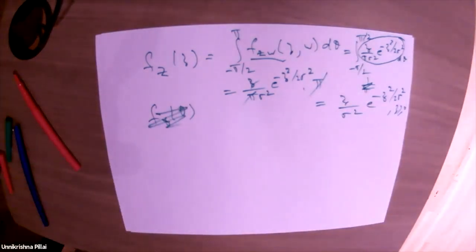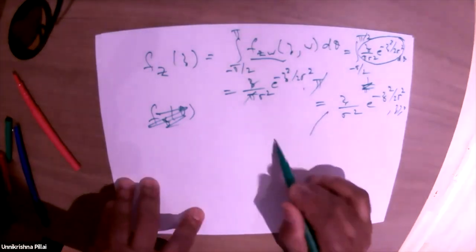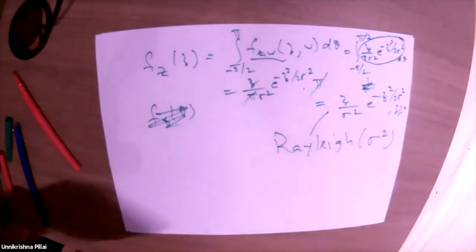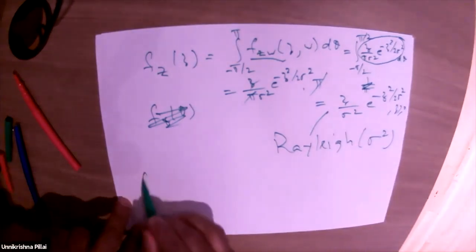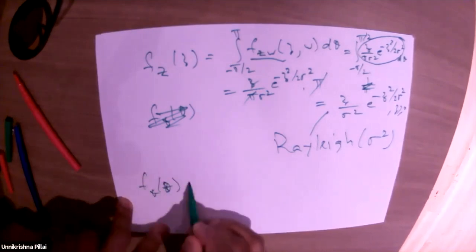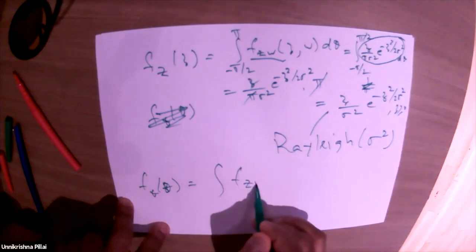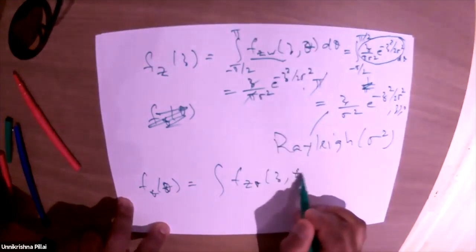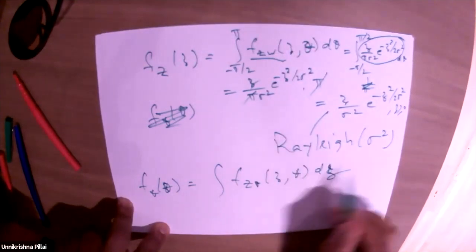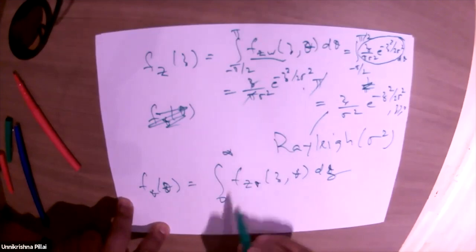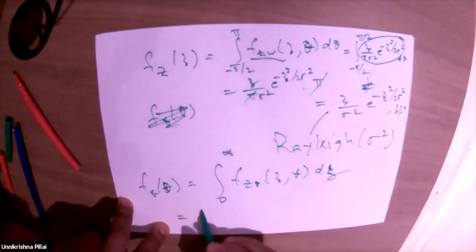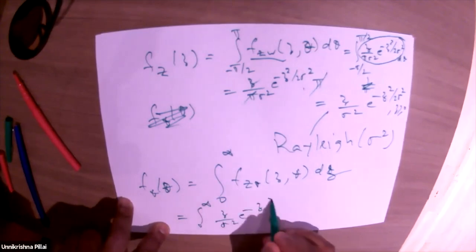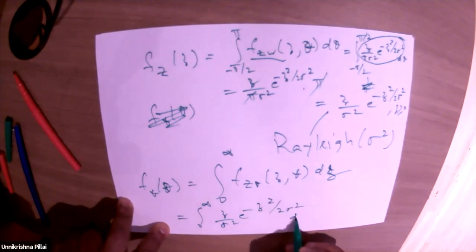Anybody recognizes this one? So this is Rayleigh. Of course, the magnitude is Rayleigh. So let's find out theta. For theta, we have to integrate out z. W is theta here. And z goes from 0 to infinity. So I take the joint density function again. So 0 to infinity, z over sigma squared e raised to minus z squared over 2 sigma squared dz.